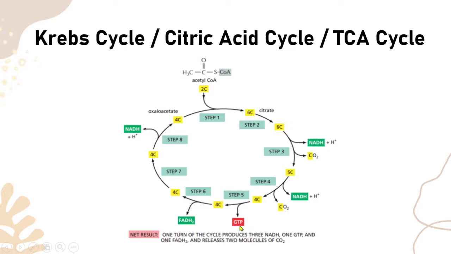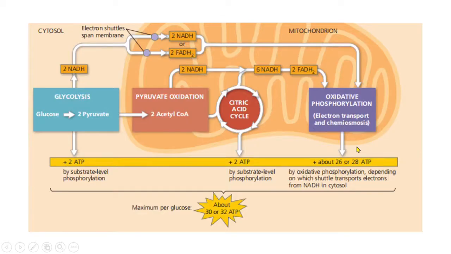The GTP here later becomes ATP, and the FADH2 here is also produced. So we now know how many is produced in the citric acid cycle. So let's go back. In glycolysis, you produce 2 ATPs as a net and 2 NADH. In the pyruvate oxidation, you produce 2 NADH. In the citric acid cycle, it produces 2 ATPs, 6 NADH, and 2 FADH2.